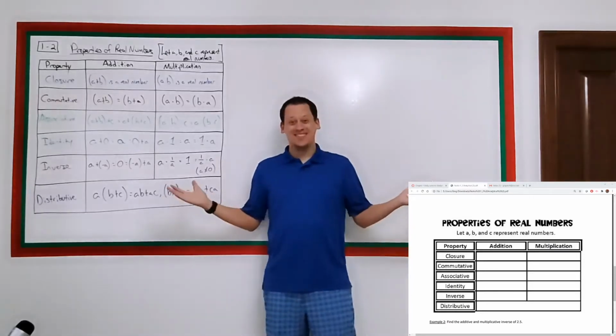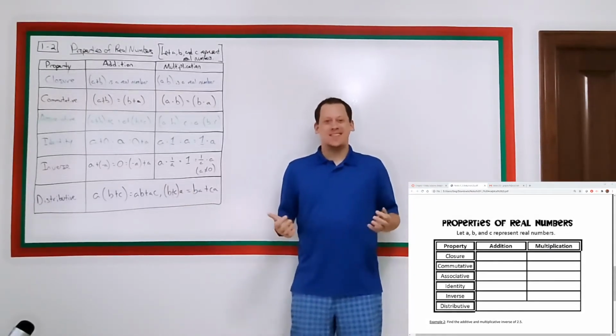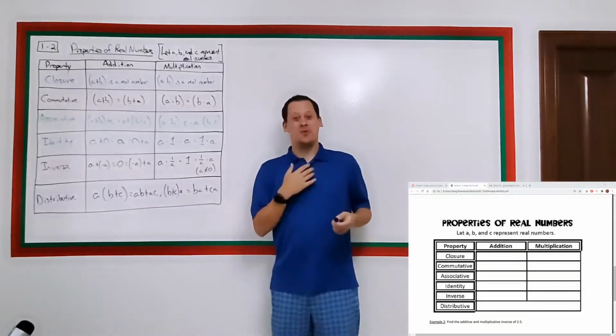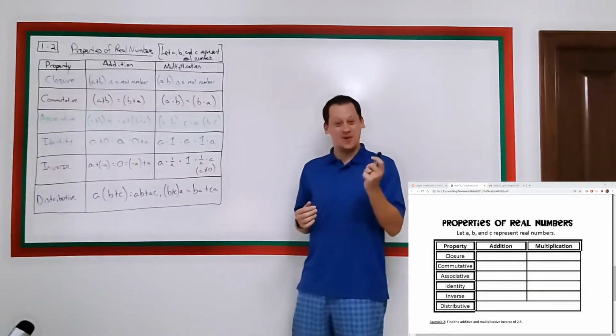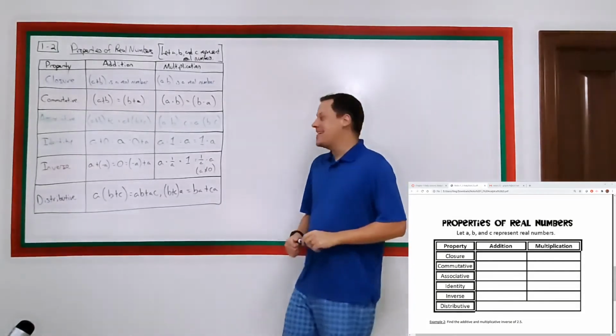You like my border? I tried to Andersonify my setup here a little bit, and it also helps me figure out where the board is and where it isn't, so I don't draw on my wall, which is important. So we are back in section 1-2.